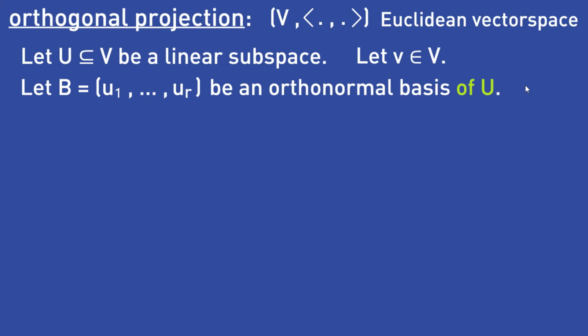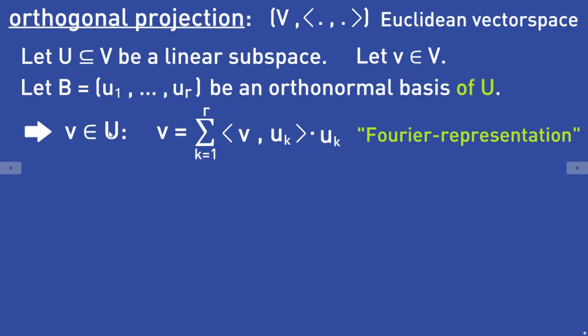Then there are two options. v can be an element of the subspace U. Then you can write small v the following way. v is equal to the sum from k equal to 1 to r of the scalar product of small v with uk times uk. That representation is called the Fourier representation of the vector small v with respect to the orthonormal basis B. These coefficients here are called the Fourier coefficients. If you want to learn more about Fourier coefficients, you can watch my video about Fourier coefficients here on my channel.